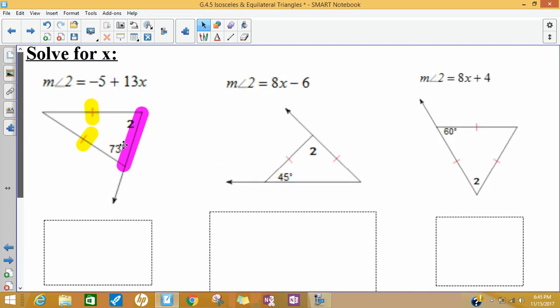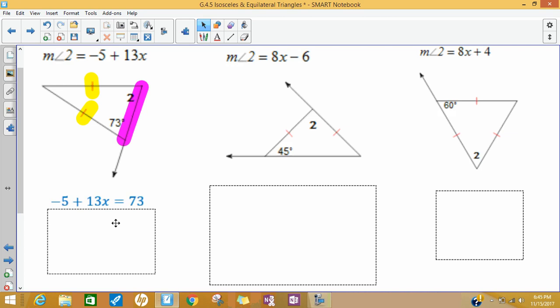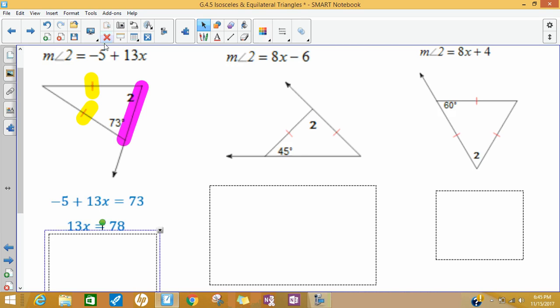So I can write an equation that sets those two equal to each other. Negative 5 plus 13x equals 73. And then I can solve, and I'll find the value of x to be 3.